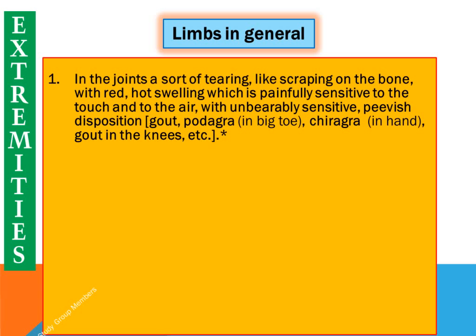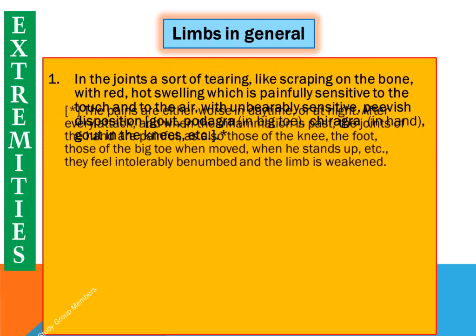In the joints, a sort of tearing like scraping on the bone with red hot swelling which is painfully sensitive to touch, that is arthritis, and to the air, with unbearably sensitive peevish disposition. This disposition, irritable, angry disposition. In gout when there is pain in the lower limbs, that is called podagra, and chiragra is the pain in the hand. These terms are even used today. Gout in the knees, etc.